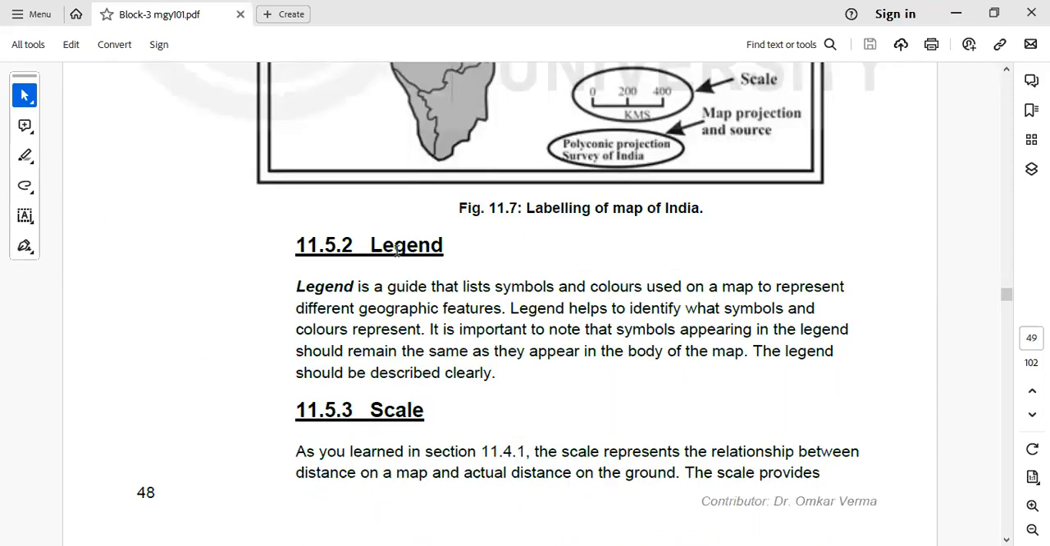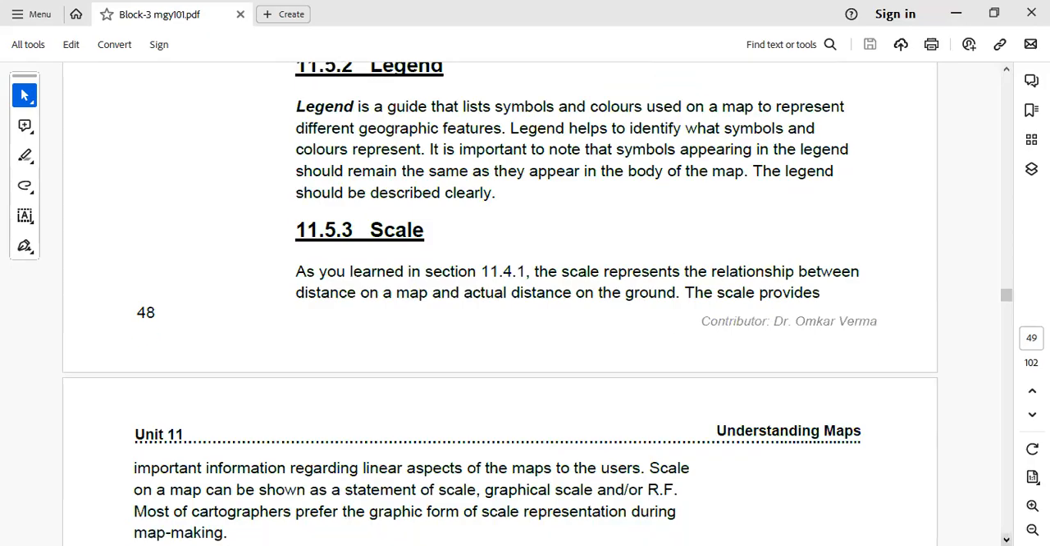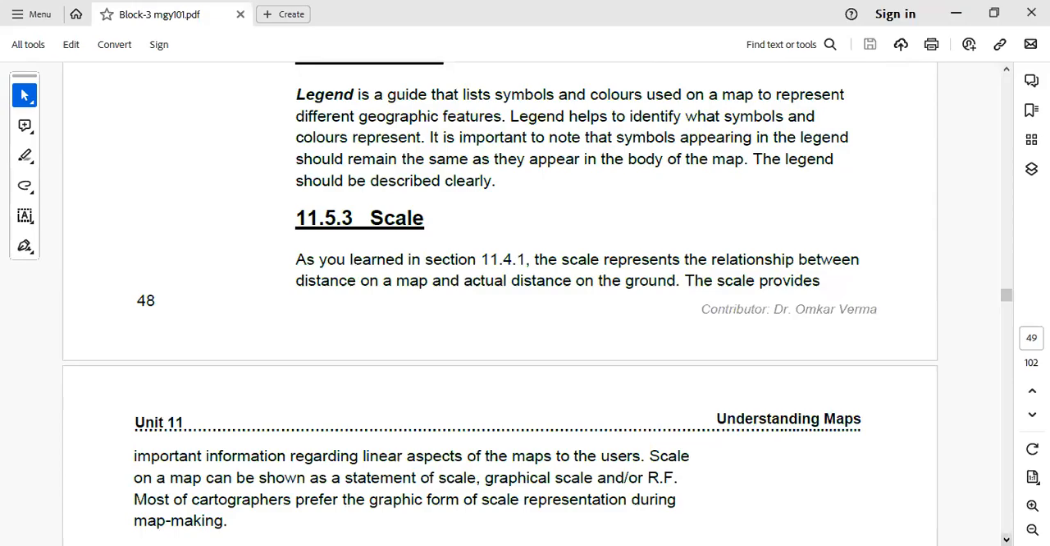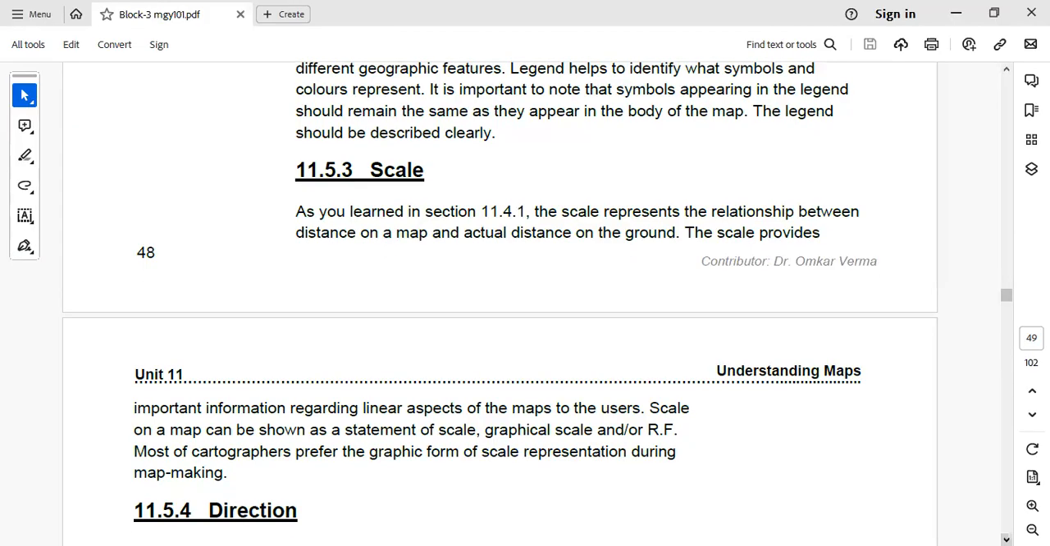Then we have the legend. Legend is the guide that lists symbols and colors used on a map to represent different geographic features. The scale provides important information regarding the linear aspects of the map to the users. And scale can be shown as a statement of scale, graphical scale, or the representative fraction, that is RF.